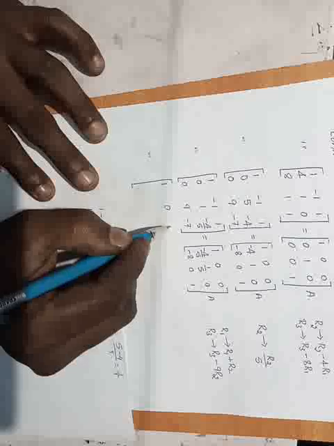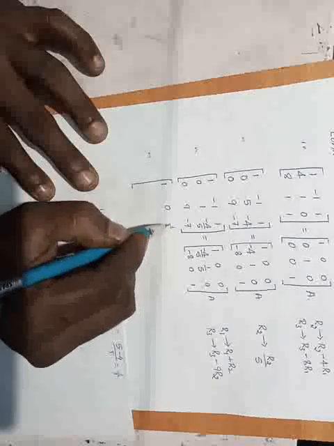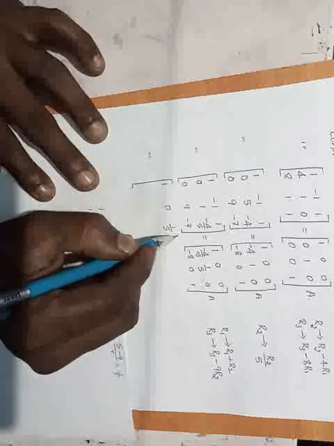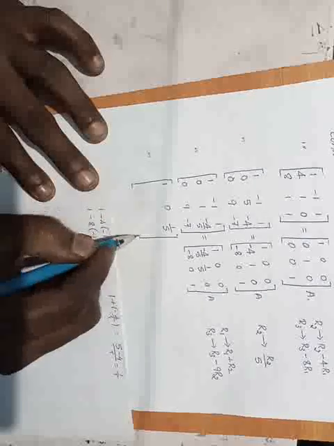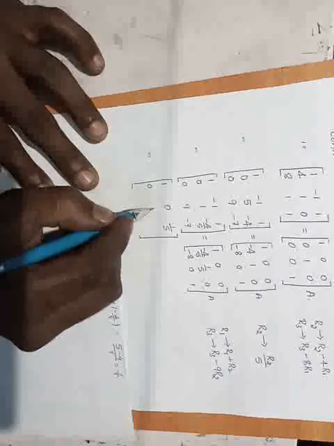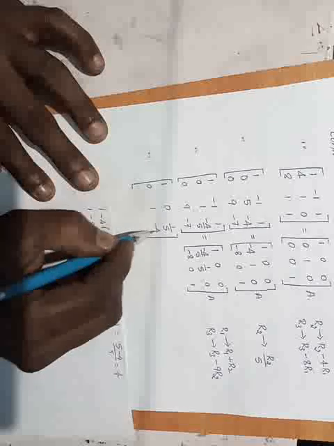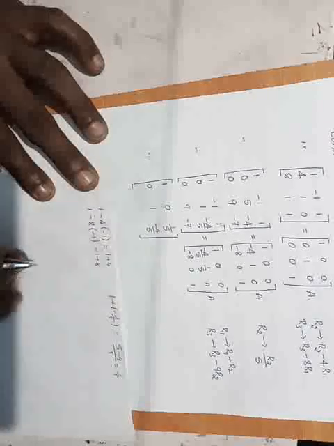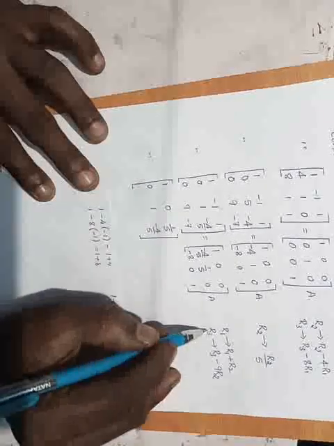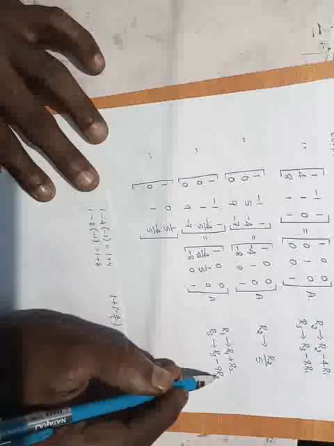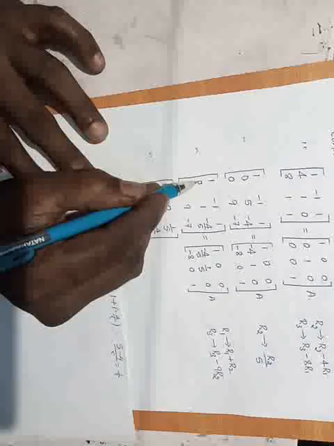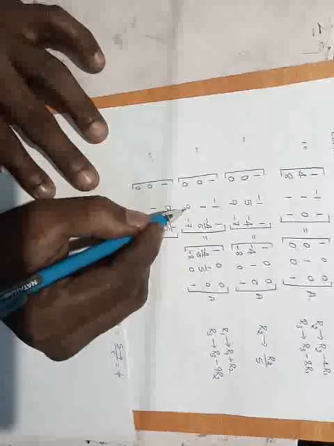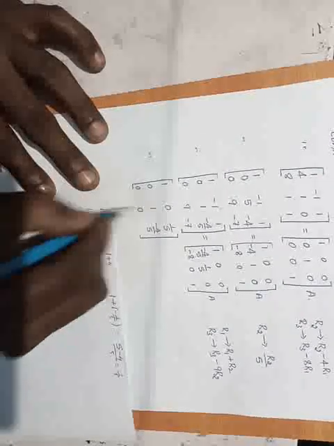So therefore this element becomes 1 divided by 5 now. Yes, second row I am not changing, 0, 1, minus 4 divided by 5. Next, third row I am changing like this, R3 minus 9 times R2. This minus 9 times this is 0. This minus 9 times this is also 0.